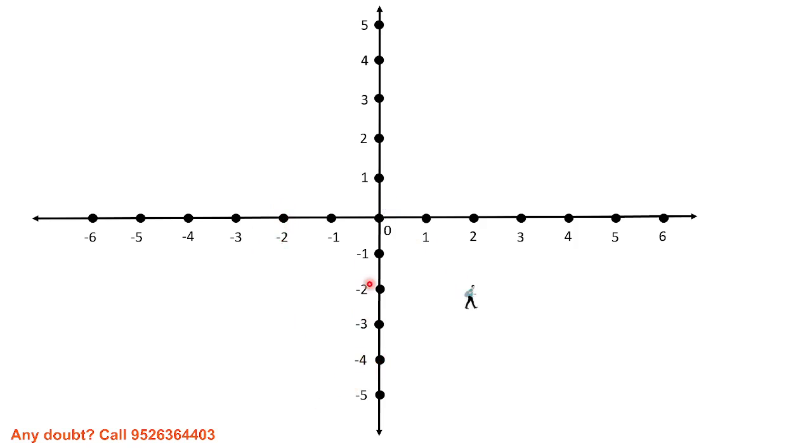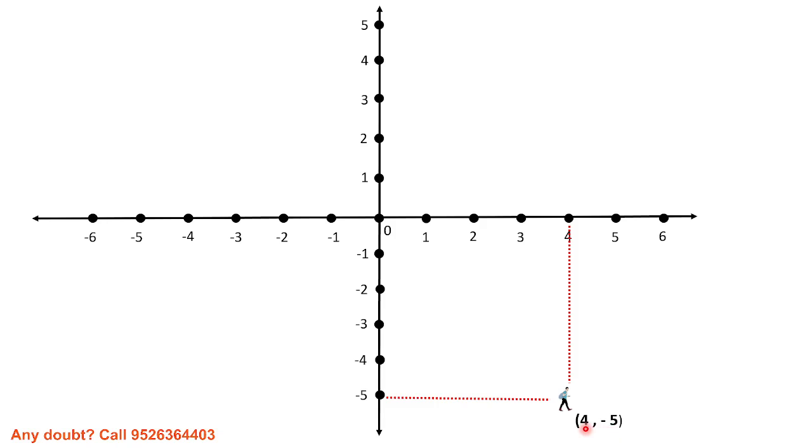One more example. Initially he was at 0. He has traveled to another point. Suppose he is standing here. Draw dotted lines vertically and horizontally. His x value will be 4. The y value will be -5. So 4 comma -5 will be his position. So is it clear?